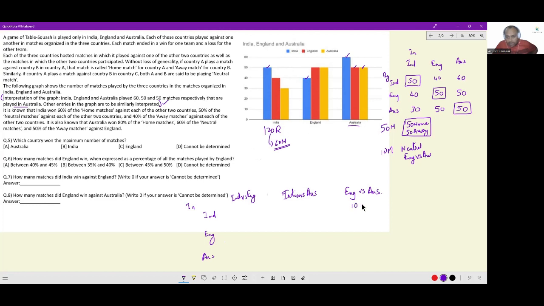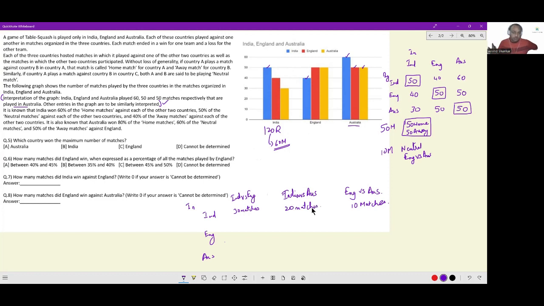There are 10 neutral matches. This is a neutral match. 10 matches England and Australia. Because England has played 40 matches in India, 10 it has played against Australia. So India versus England will be 30 matches. And India versus Australia will be 20 matches.